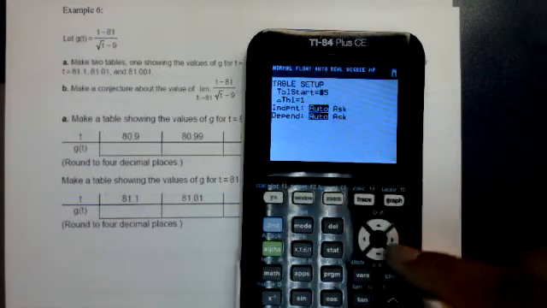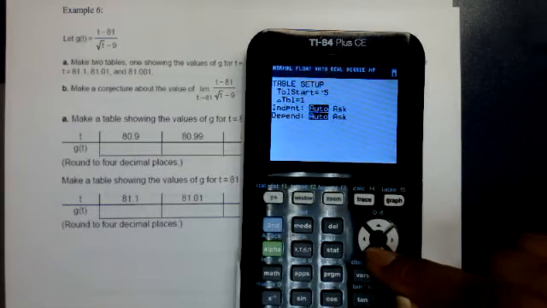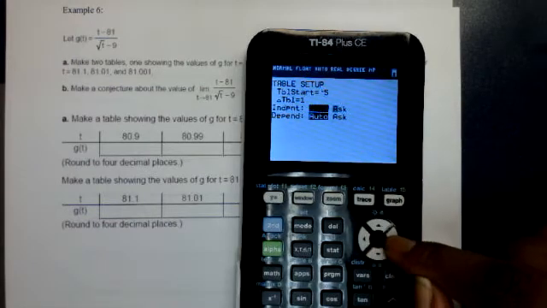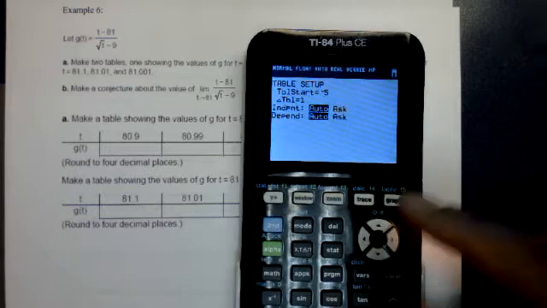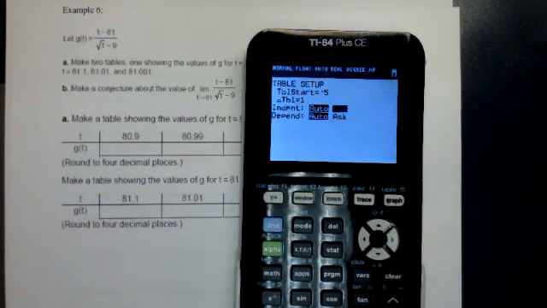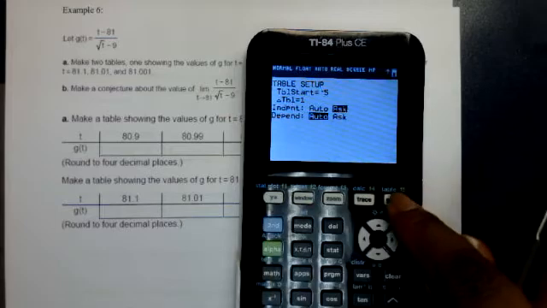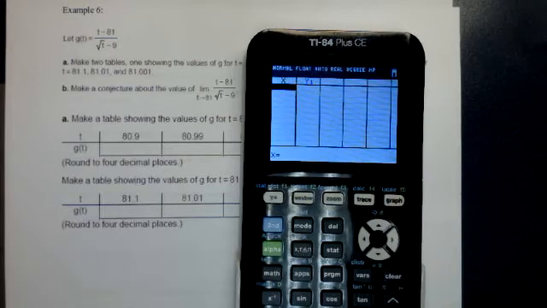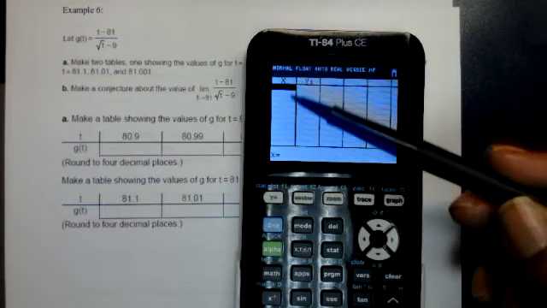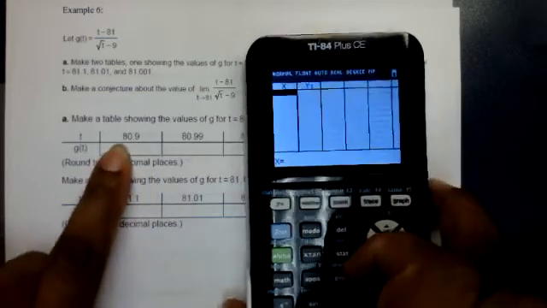Now I'm going to do second and window because under independent, I want the calculator to ask me what x values I want to use. So use the down arrow key, the right arrow key to put the cursor on top of the word ask, and then press enter, because I want to enter my independent variable, my x values, myself instead of the calculator providing me those x values. Okay, now I'm going to go to second and graph.